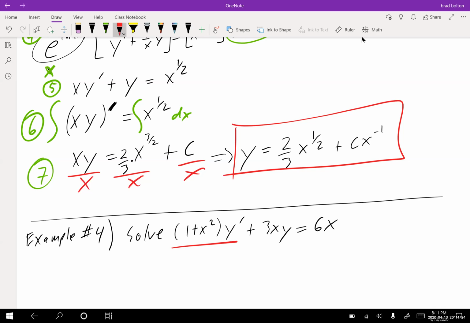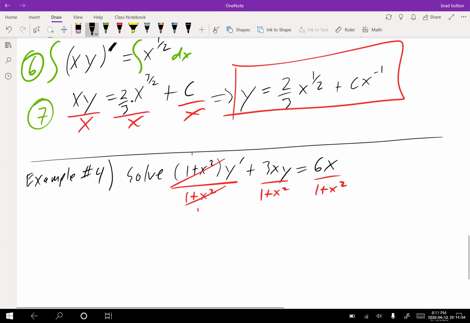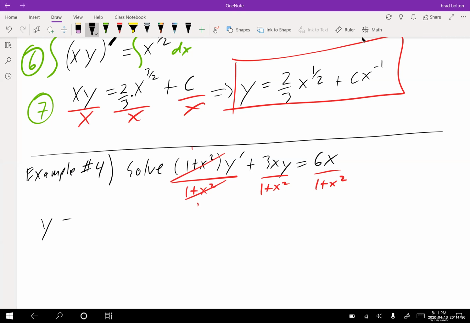Okay, so hopefully you guys did what I'm doing right here. 1 plus x squared, 1 plus x squared, 1 plus x squared, cancel, cancel, becomes 1s. So now let's see what we have left. We have y prime plus 3x over 1 plus x squared times y equals 6x over 1 plus x squared.